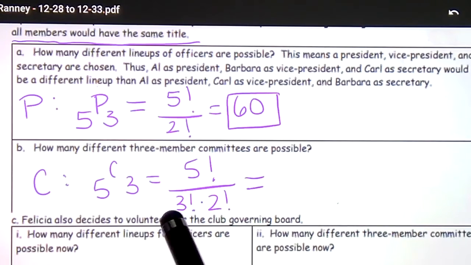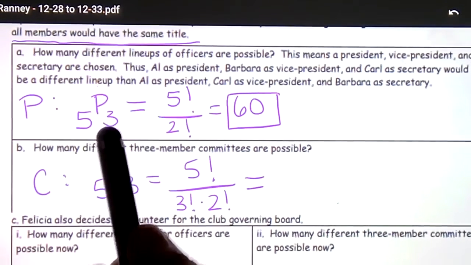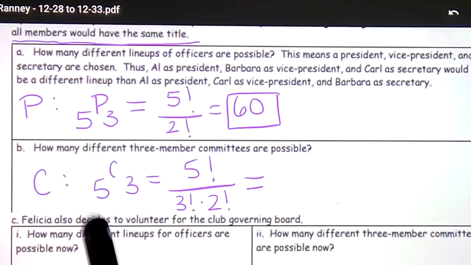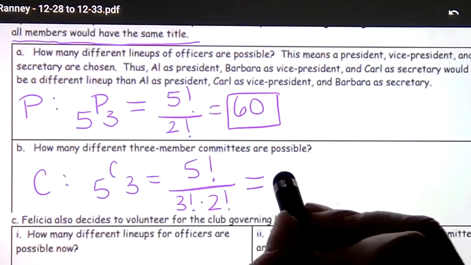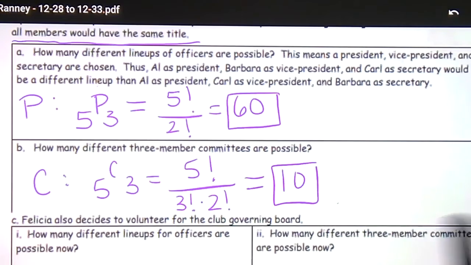3 factorial is how many ways I can order these 3 people, which is 6. 3 times 2 times 1. So when I work this out, I end up getting 10 when I put that in my calculator.